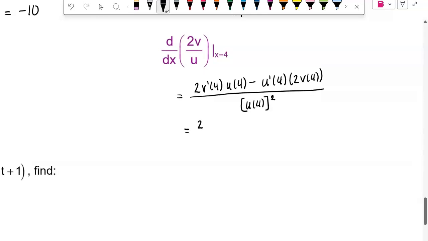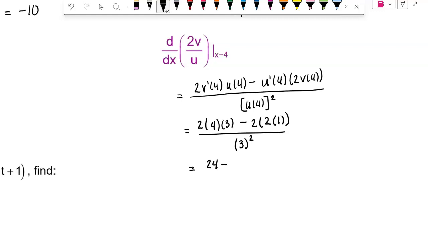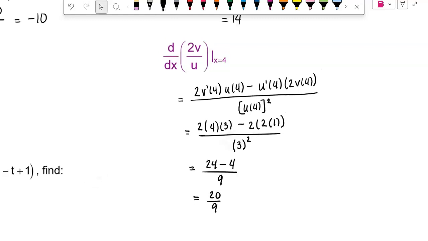So we're going to replace. We've got the 2 there. V prime of 4 is 4. U of 4 is 3 minus U prime of 4 is 2 times the 2 that's already given. V of 4 is 1 divided by U of 4, which is 3, and then we've got to square it. So you've got 2 times 4, 8 times 3, 24, minus 2 times 2 times 1, which is 4, all divided by 9, which means that we have 20/9 as my final answer.